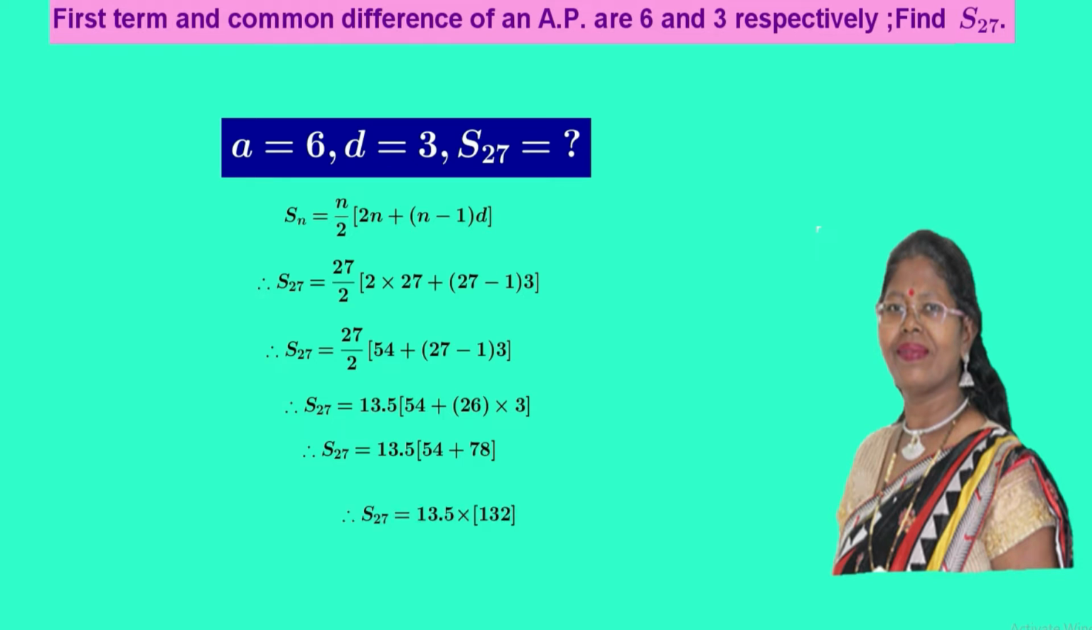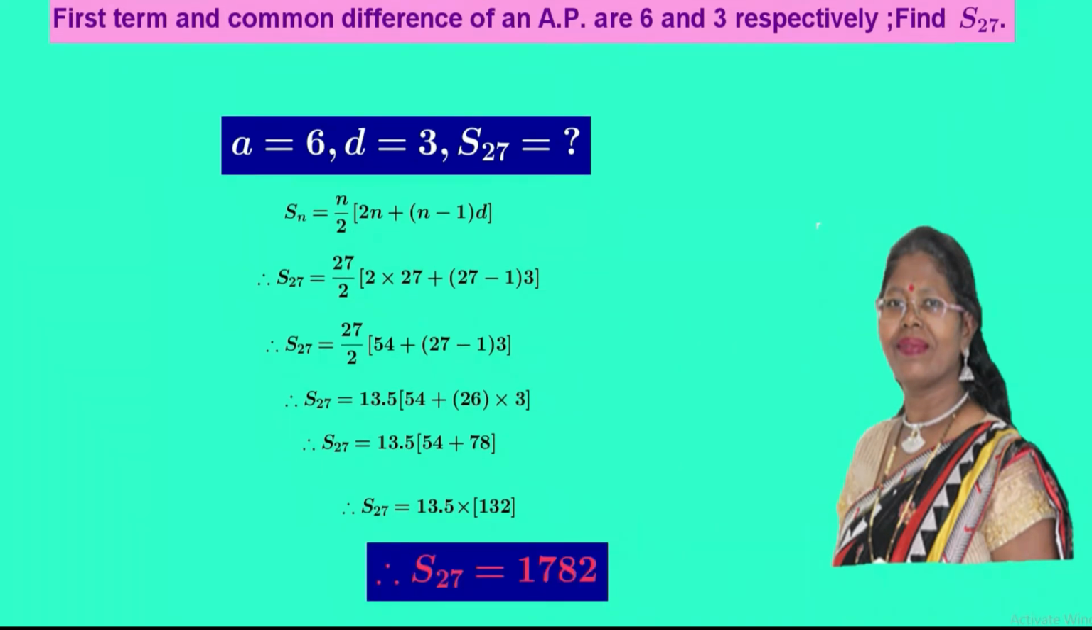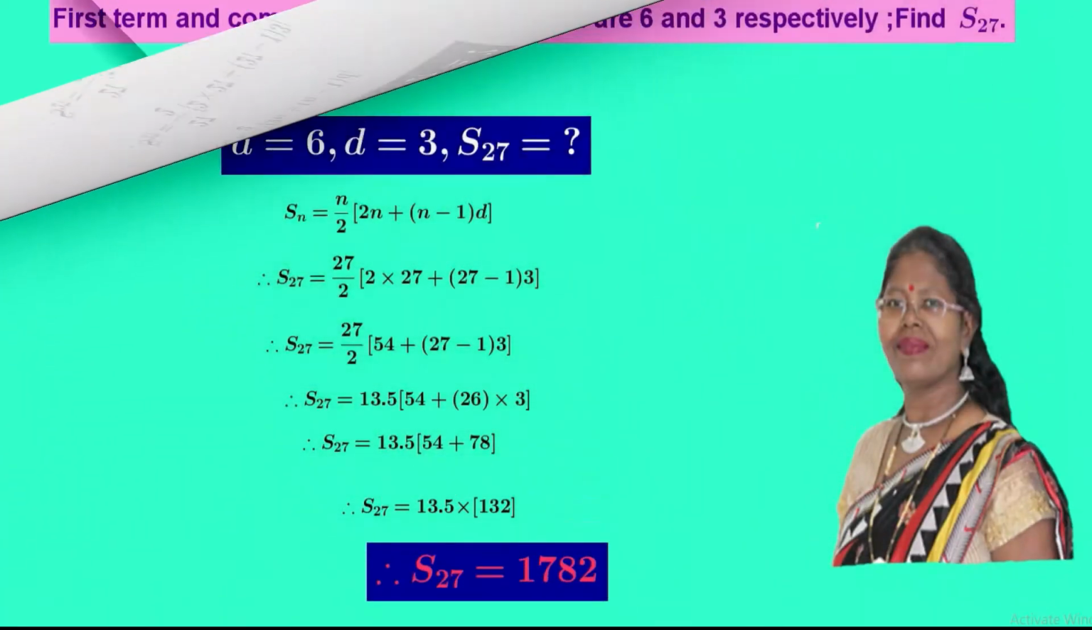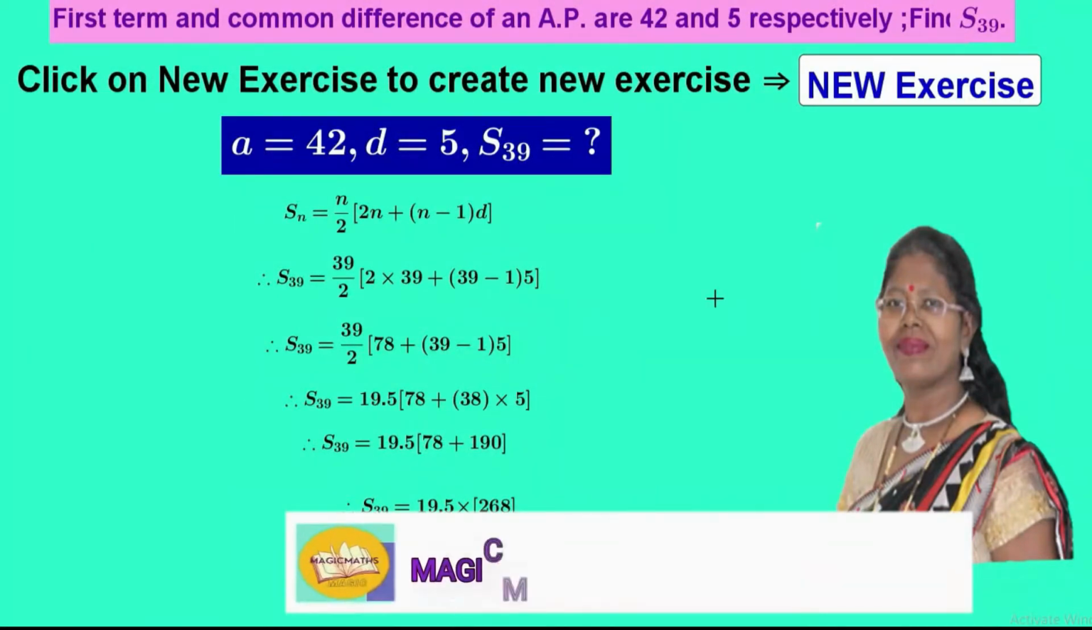Therefore S27 is equal to 13.5 into 54 plus 78, which is 132. Therefore S27 is equal to 13.5 into 132. We will get 1782.